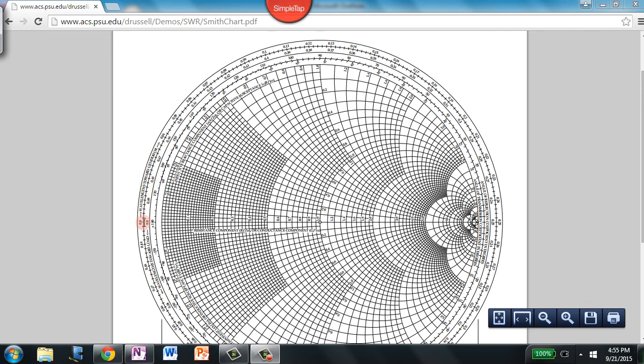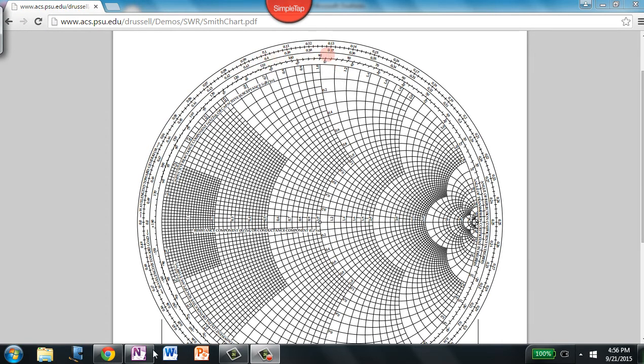If we look at the very outer scale of the Smith chart, we'll notice that it is labeled "wavelengths towards the generator," and it has an arrow that points clockwise. What that's telling us is that this scale is measured in units of wavelengths, and that to move from a load towards the generator a distance of L wavelengths, we need to rotate clockwise around the operating circle.